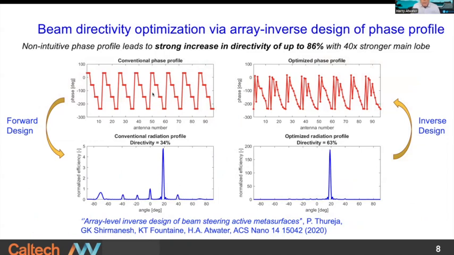An interesting thing about active metasurfaces is that you can use inverse design to optimize the properties. For example, if you want to build a beam steering device, you want to avoid the undesirable side lobes that are shown at the lower left from a conventional repeated linear phase gradient. By using inverse design principles to optimize the directivity, we can produce a non-intuitive phase gradient that in turn optimizes the beam directivity and suppresses the side lobes. So this is a powerful principle for active metasurfaces.